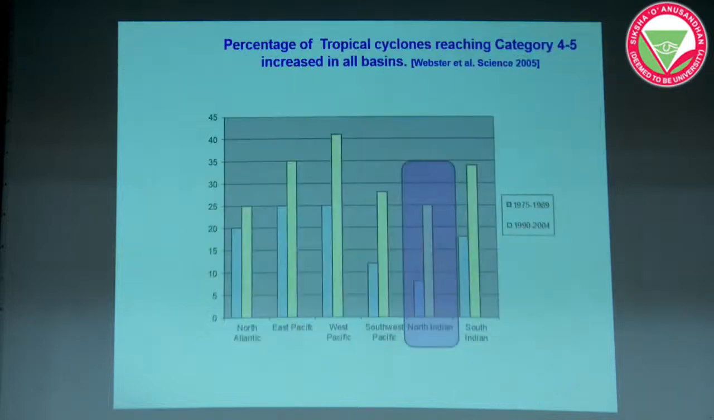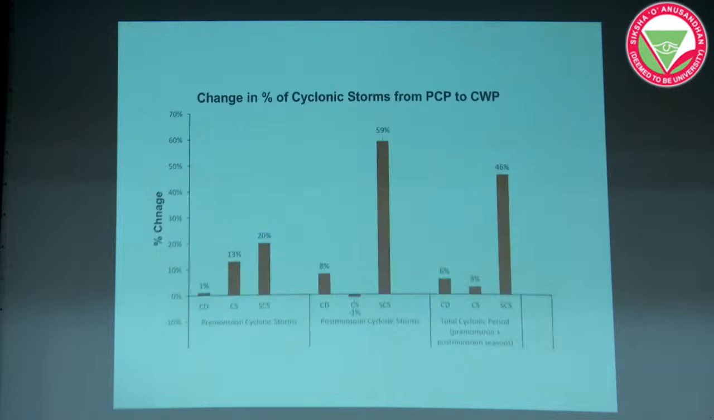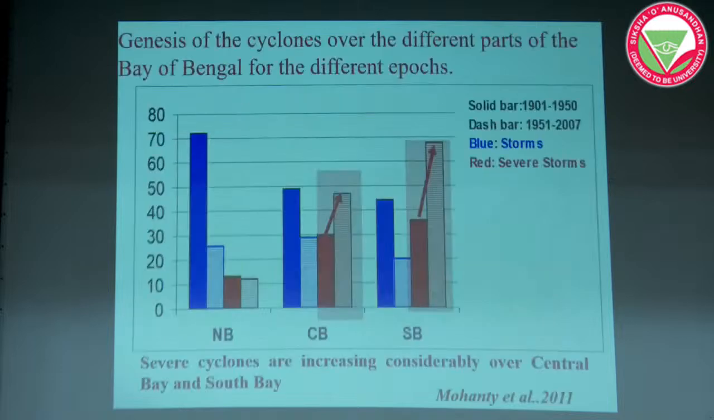But if we see the North Indian Ocean also, we have an increase from the blue to the yellow one, that has increased significantly. And if we see the changes, the increase is pre-monsoon by 20%, post-monsoon by 59%, and on average about 46% increase in severe cyclones.